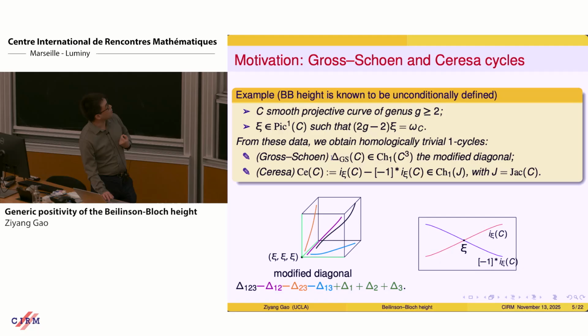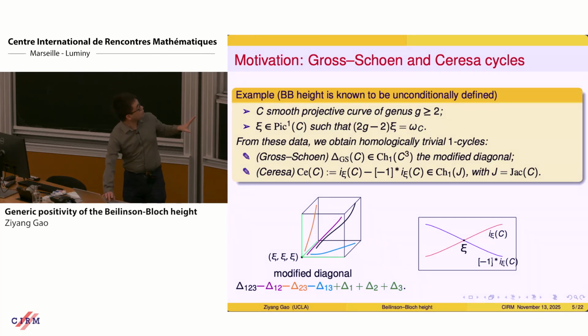And the other one is the Ceresa cycle. It is a one-cycle on the Jacobian. So we do the Abel-Jacobi embedding based at this canonical point, and we also pull back by -1. So we have this red curve and the blue curve, both on the Jacobian. And the Ceresa cycle is the difference of them.